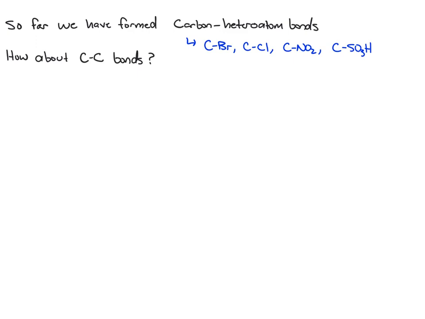So the reaction to do this, this will be our fourth type of electrophilic aromatic substitution, which is the Friedel-Crafts reaction. And there's actually two variations of the Friedel-Crafts. We have an alkylation and an acylation. So first we're going to talk about the Friedel-Crafts alkylation. In the Friedel-Crafts alkylation, what we're doing is we're putting an alkyl group on the ring.